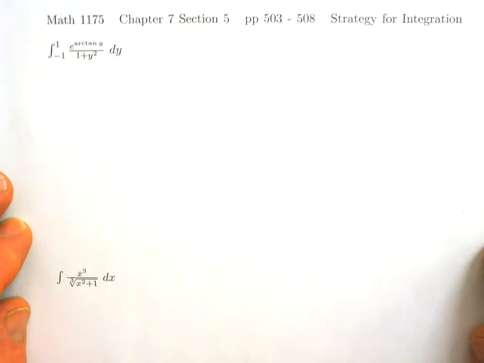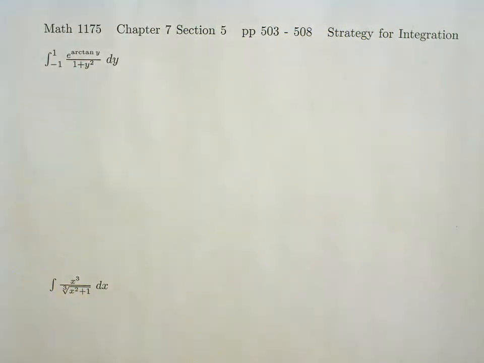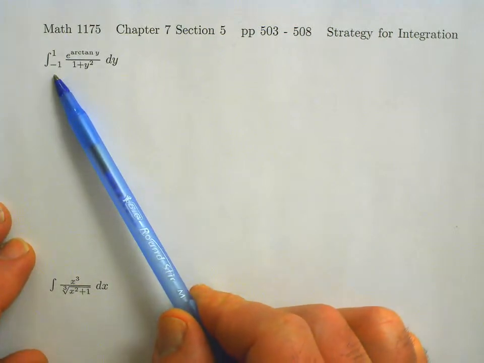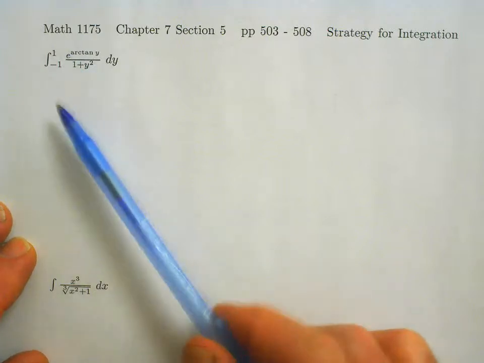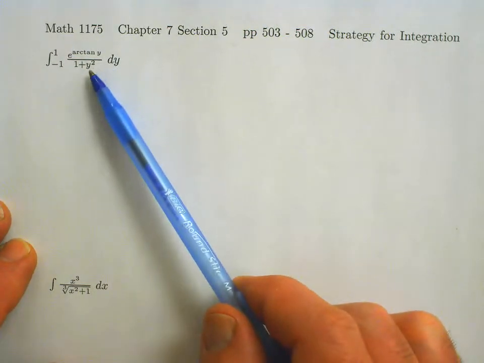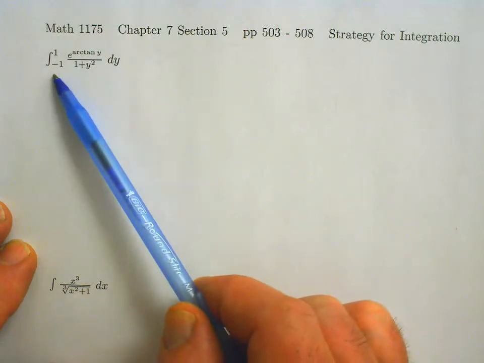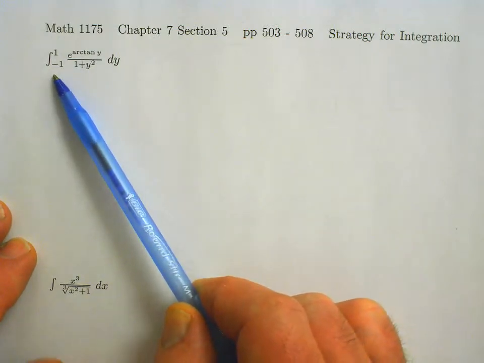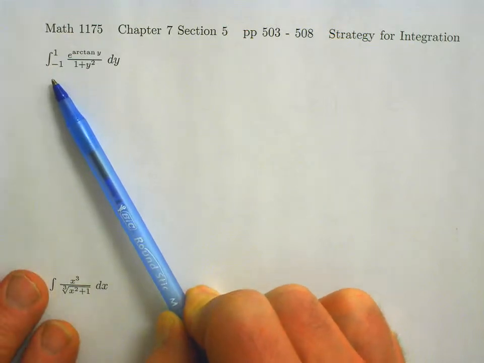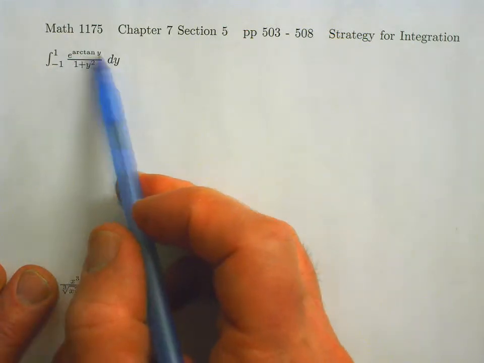And this one, we have a definite integral of e to the arctangent of y over 1 plus y squared dy, as y ranges from -1 to 1. Since the integrand is a function of y, the limits of integration are y values. So we see e to the arctangent of y.